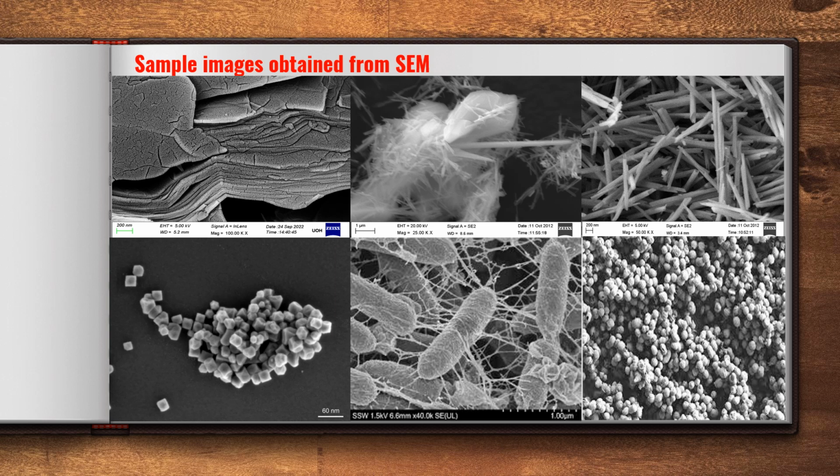Here I want to show some different image results related to the SEM. This is graphene oxide and RGO, reduced graphene oxide. This is a zinc oxide material. This is a ferrite material with a rod shape. This one has a hexagonal shape. These are biomedical images. So there are different kinds of images we can obtain by using the SEM.